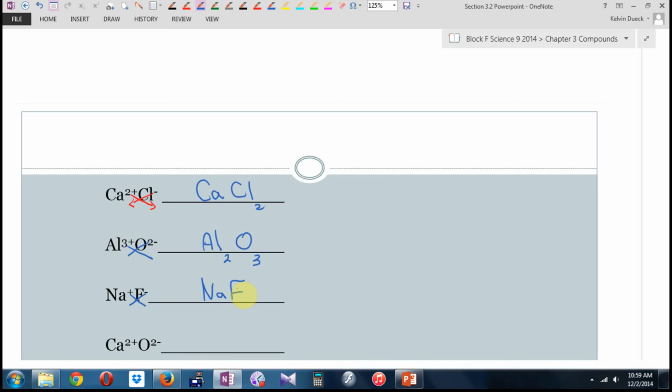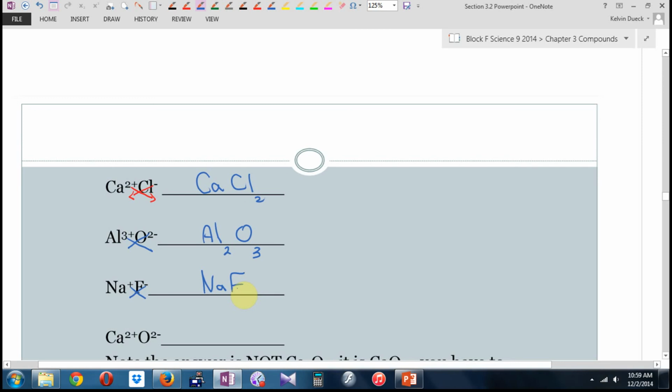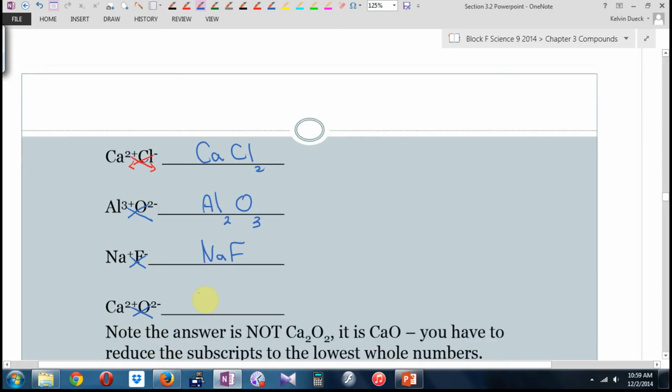Here's the first tricky part, Riley, this next one. Calcium, 2 plus. Oxygen, 2 minus. When I crisscross, what would I have beneath each? Wrong. The rule is crisscross and then reduce to lowest terms. So instead of writing Ca2O2, it's going to be CaO. That's the second part of the crisscross rule.